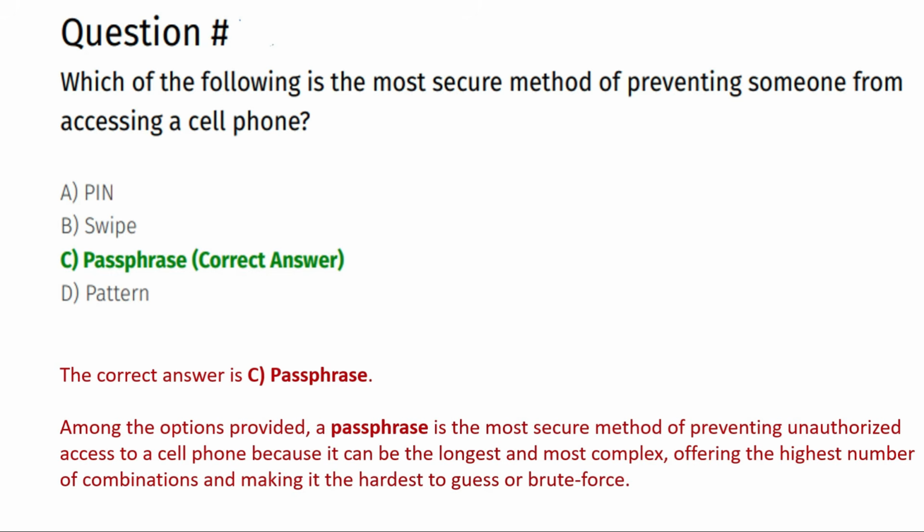So among the options provided, a passphrase is the most secure method of preventing unauthorized access to a cell phone because it can be the longest and most complex, offering the highest number of combinations and making it the hardest to guess or brute force. So that's why the correct answer for this question is option C, passphrase. So let's move to the next question.